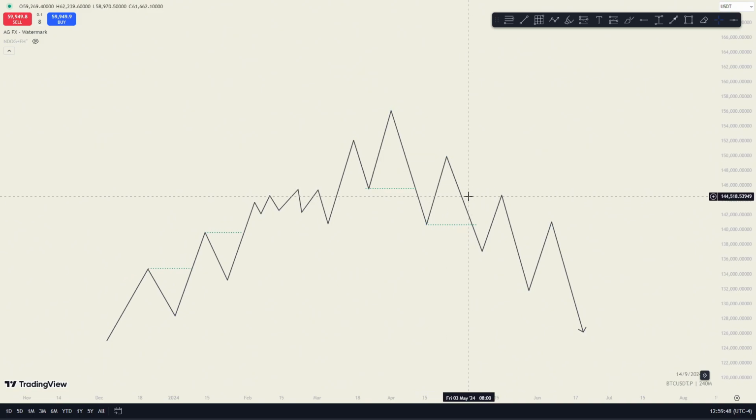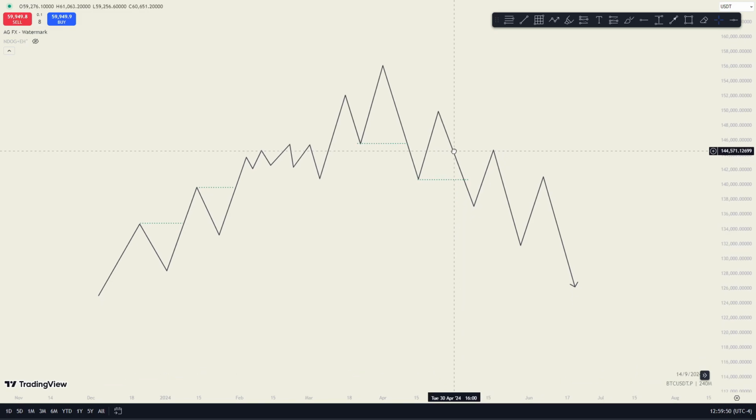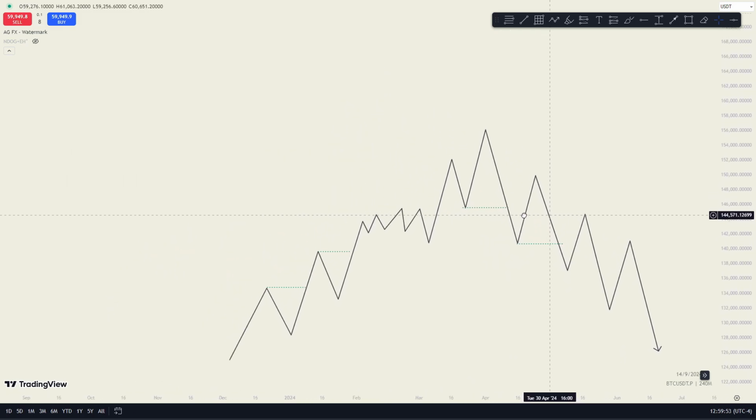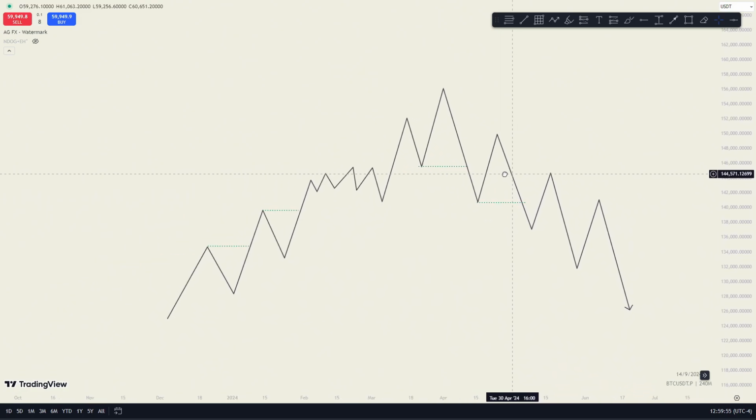This will help you to build a bias and narrative. What's the difference between bias and narrative? Bias is just a direction where you're willing to see the market go, and narrative is how it will do it.